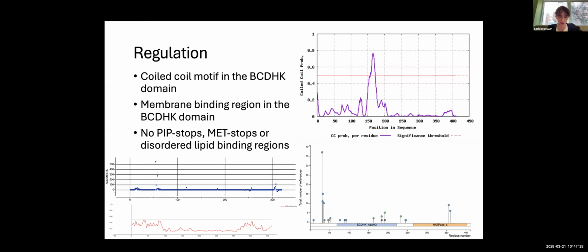On the bottom left is the AIU pred prediction, which shows that there are no disordered regions. And finally, we can look at results on the bottom right from Phosphocyte Plus, which shows a number of post-translational modifications, including phosphorylations, acetylations, and ubiquitinations. The majority of these modifications are also in the BCDHK domain, so they could be mediating that interaction between my kinase and the complex. But there are no PIP or MET stops because none of these are close to the membrane binding regions predicted by MODA.